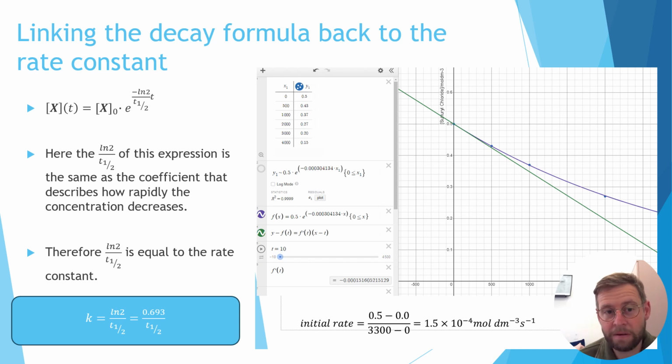And so therefore, this ln2 over t1/2 is actually equal to the rate constant, which is what we've been working out at the front of all of our rate equations. And that we can, if we know the half-life, very easily work out what the rate constant might be. It's just ln2, a number equal to 0.693, divided by the half-life.